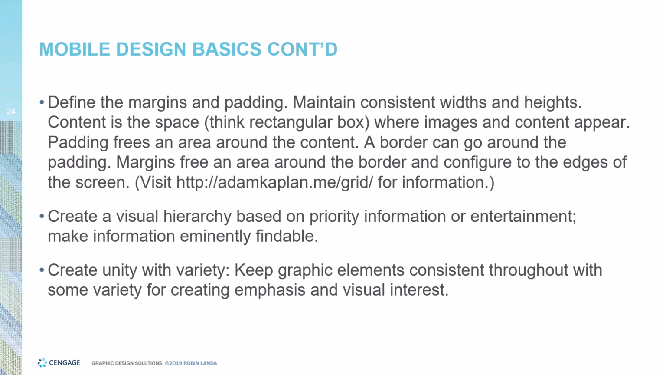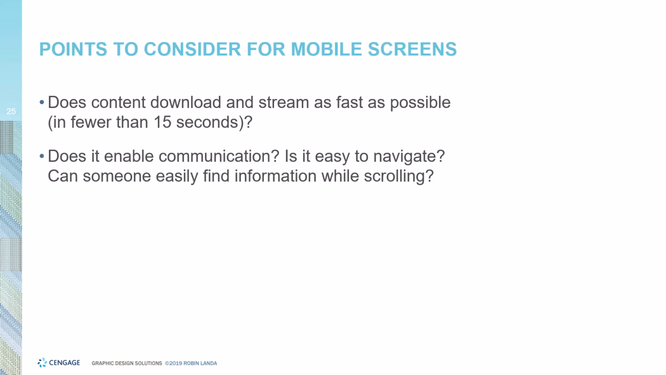Create a visual hierarchy based on priority information or entertainment. Make information eminently findable. Create unity with variety. Keep graphic elements consistent throughout with some variety for creating emphasis and visual interest. Think of spatial depth. Keep the screen flat looking or create the illusion of spatial depth with transparencies or layers, but be consistent throughout the design of a website or app. Make stylistic choices about your typefaces or type family.